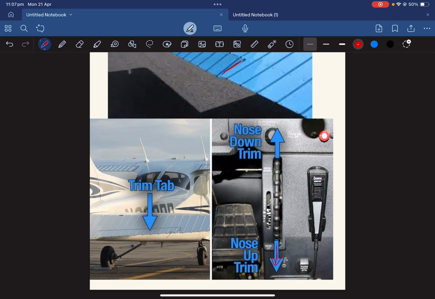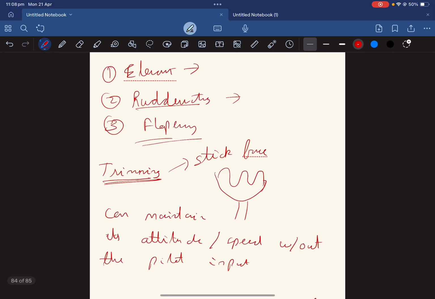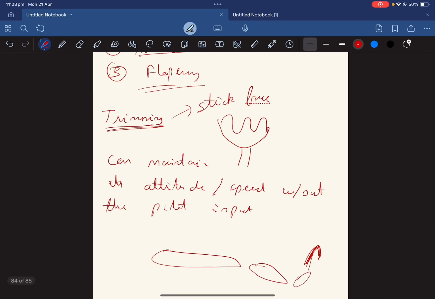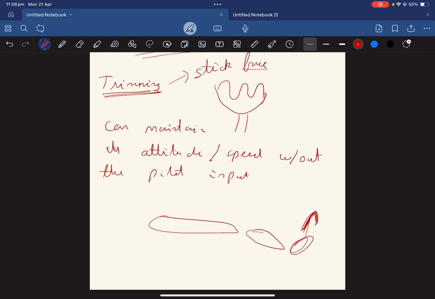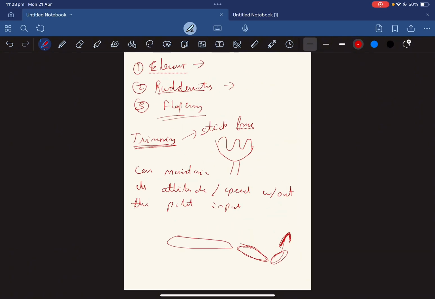So what happens if I want to pitch up? My elevator goes up and my control column moves down, right? So that will give you nose up trim. What this does is balance out all the aerodynamic force that needs to make this movement zero. So that's how trimming works.